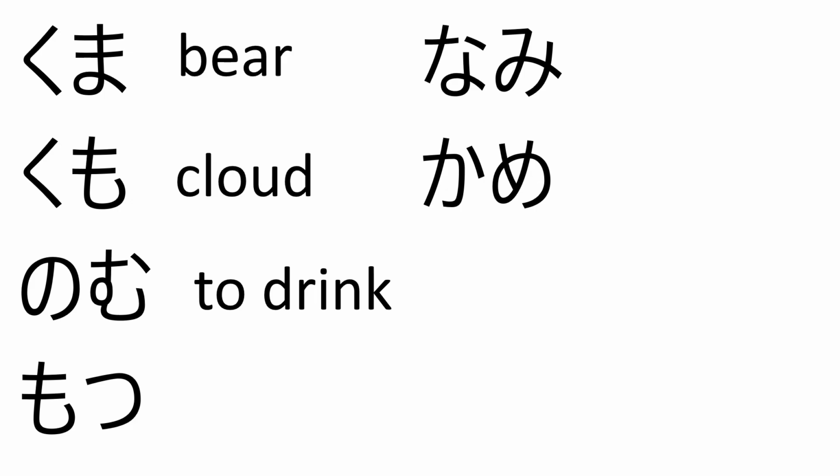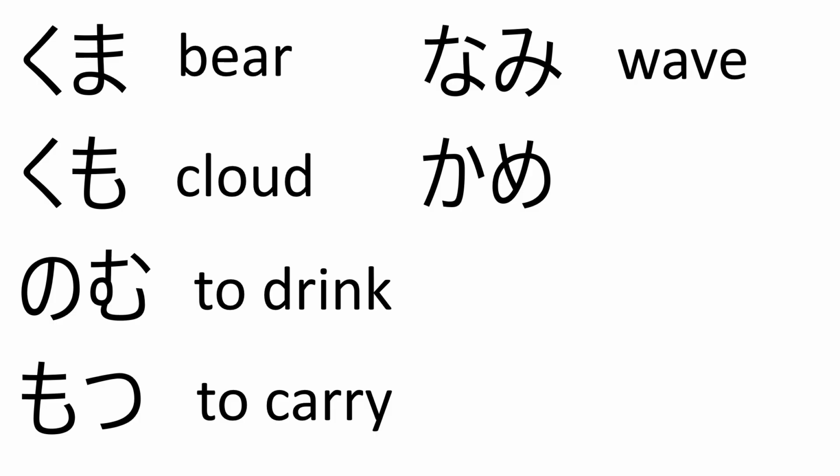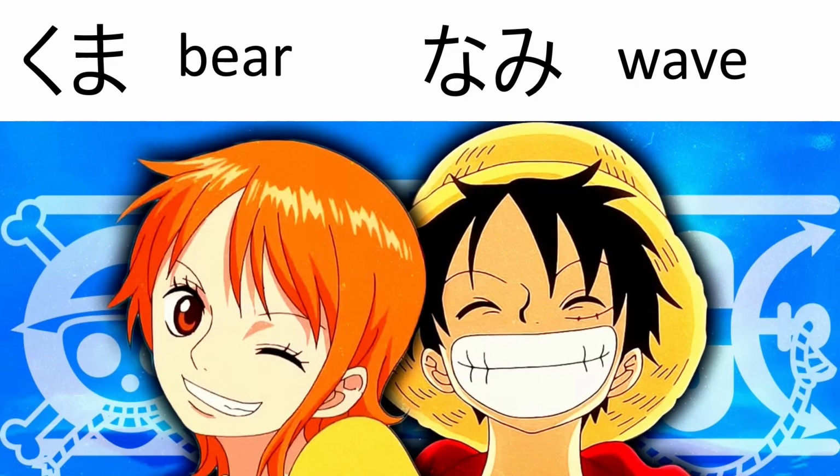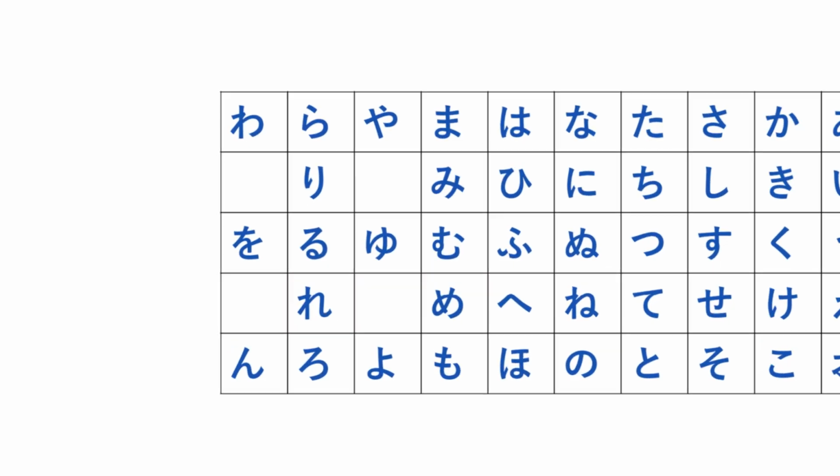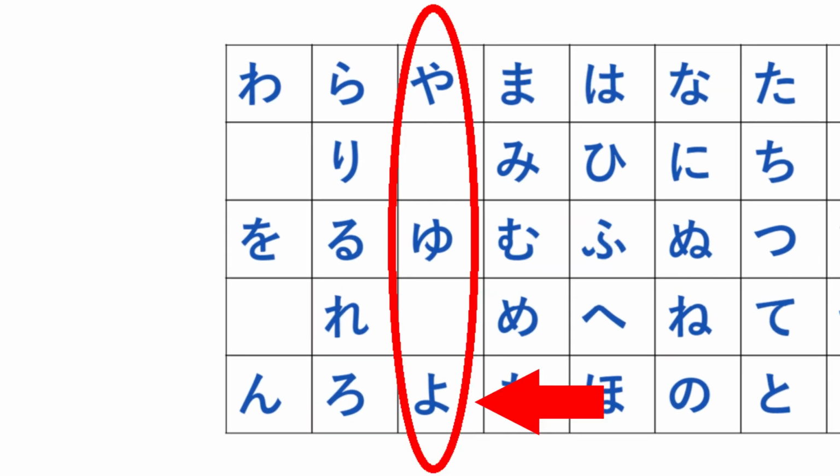Kuma, kumo, nomu, motsu, nami, kame. Kuma is bear, kumo means cloud, nomu is to drink, motsu is to carry, nami is wave, kame is turtle. So her name was most likely inspired by the Japanese word for waves. Let's move to ya, yu, yo.